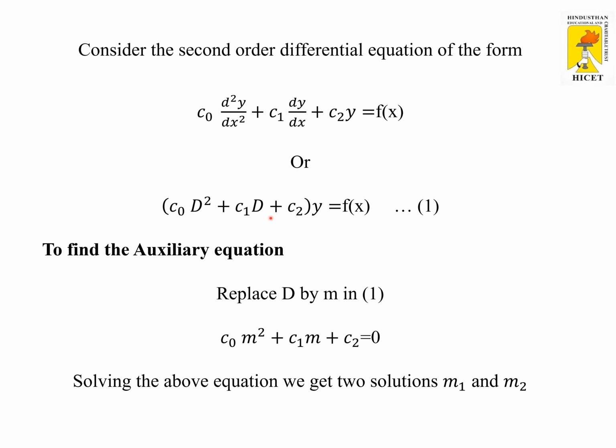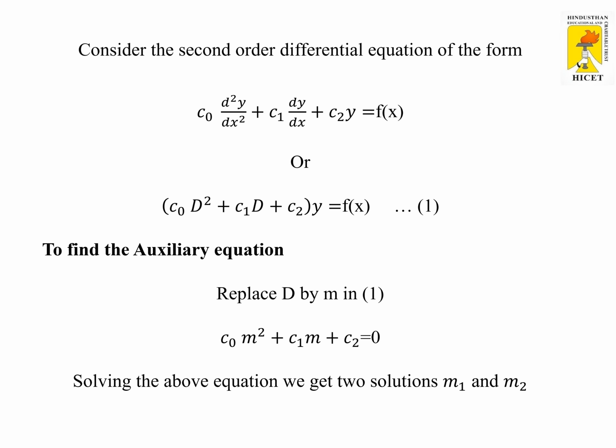Now first we are going to find the complementary function for the given equation 1. For this we have to find the auxiliary equation. The auxiliary equation is given by replacing D by m in the above equation 1. So the left hand side will become C0 m squared plus C1 m plus C2 equal to 0. This is a quadratic equation in m. Solving this equation, we get two values for m. Let us consider those values as m1 as well as m2.